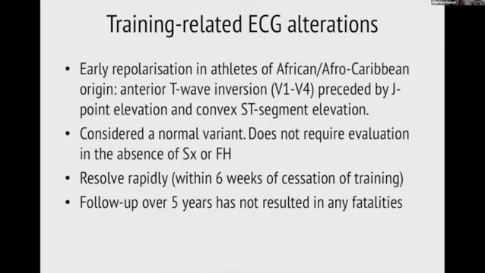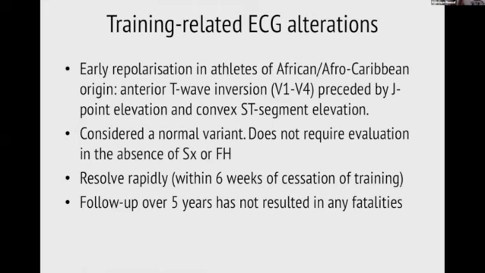A common pattern of early repolarization seen in athletes of African Caribbean descent is anterior T-wave inversion in V1 to V4, preceded by J-point elevation and convex ST segment elevation. The T-waves may be asymmetrical or biphasic, and they're not associated with any cardiac pathology. They do not require any evaluation if the patient does not have any symptoms or family history of cardiac disease.